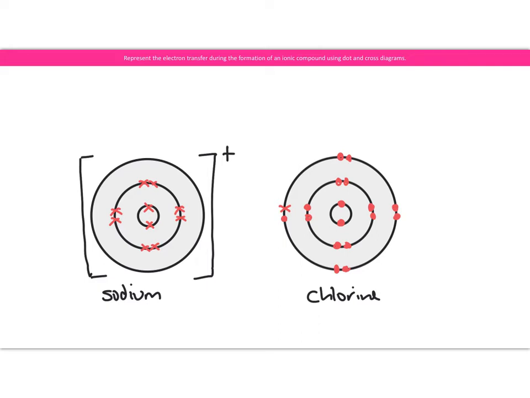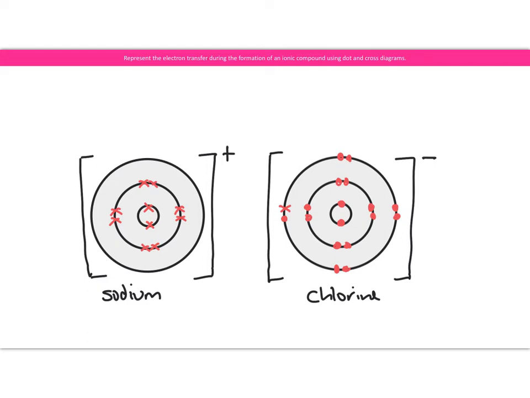The chlorine gained an electron, so that means it's also an ion. So we draw these square brackets, and it gained 1 electron, so it now has a -1 charge, and we show that with a minus on the outside. So this is our dot and cross diagram showing the ions formed when sodium and chlorine react together.